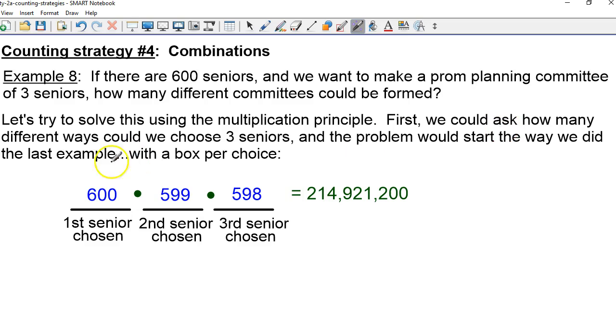First, we could ask how many different ways we could choose the 3 seniors, and we could use boxes. So we would have a box for the first senior chosen, a box for the second senior, and a box for the third. We'd have 600 seniors at first. 1 would get used up, so we'd have 599 left to be chosen second, and then 598 to be chosen third, and that would be about 215 million different possible groupings there.